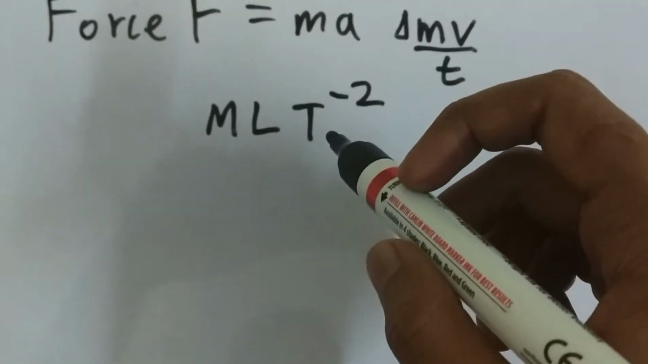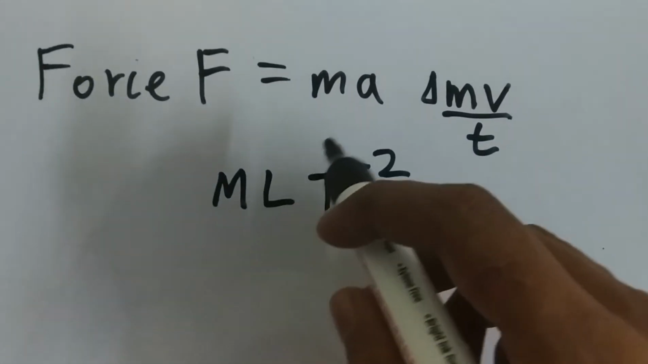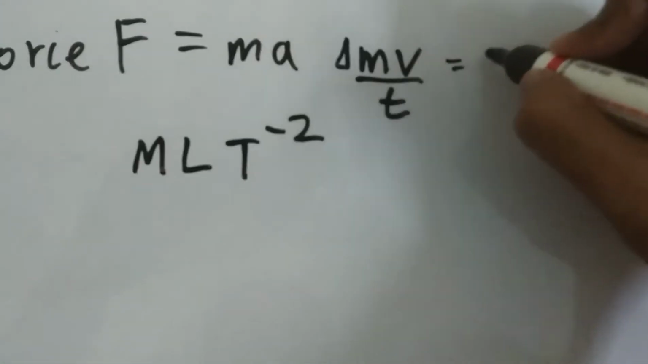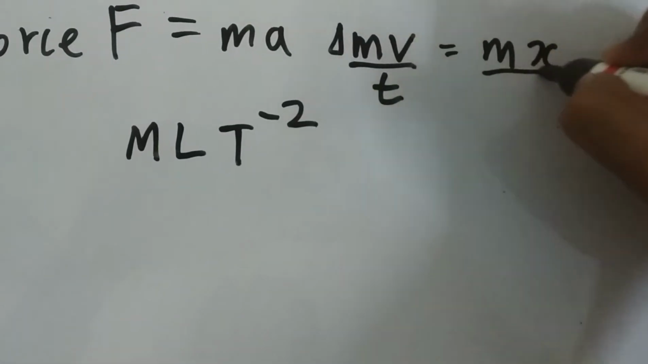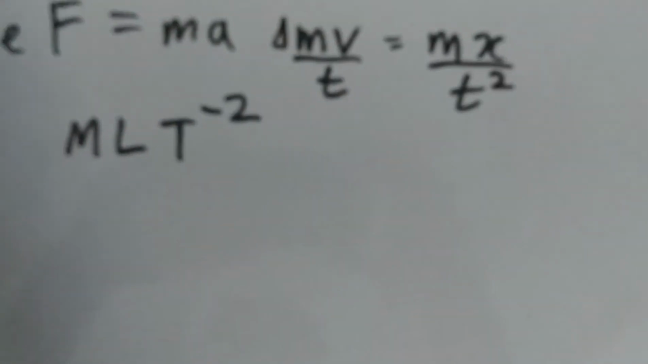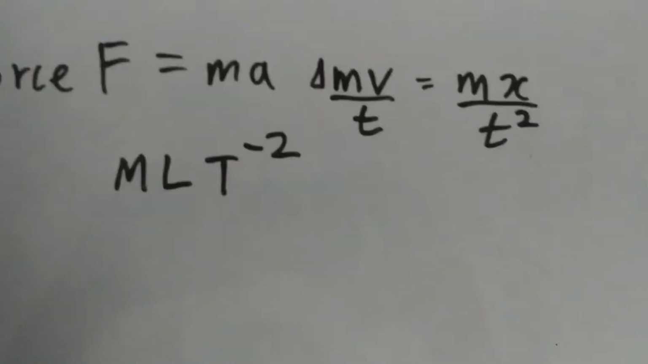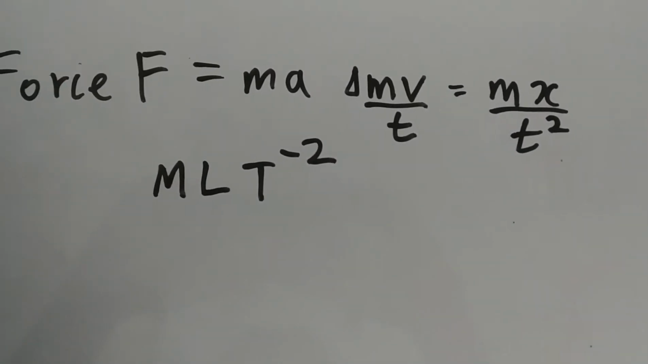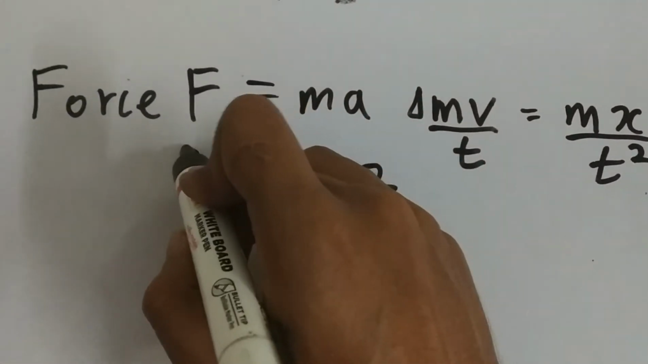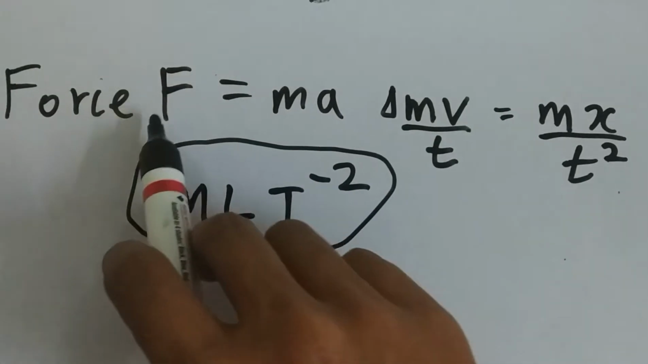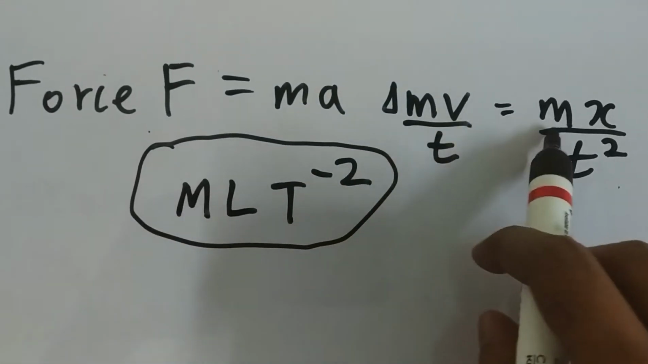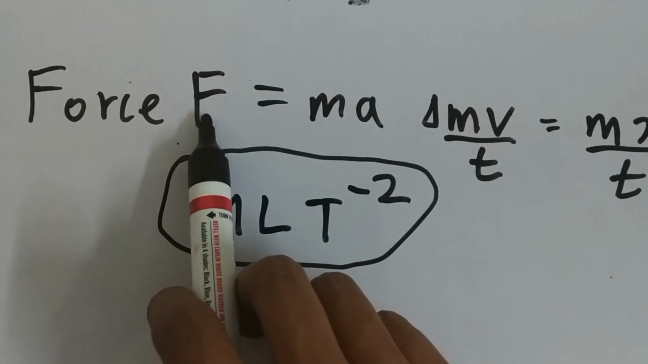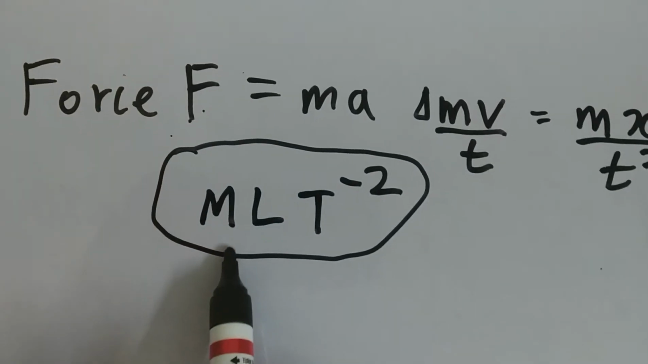So just by knowing the dimensions of a quantity, you can define it differently. You can also define F as mx by t square, where x is the distance and t is time. M is mass. So just by knowing the dimensions, you can define a single quantity in 3, 4, 5 or however many ways you want. But what remains is, for a single quantity, its dimensions remain the same.